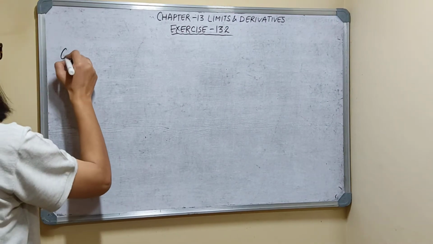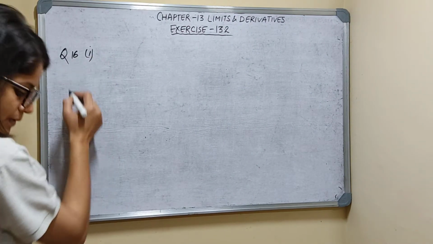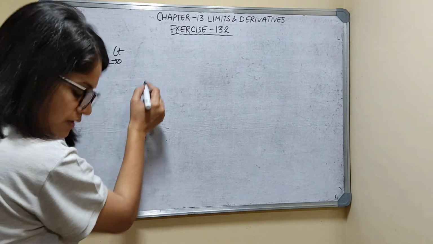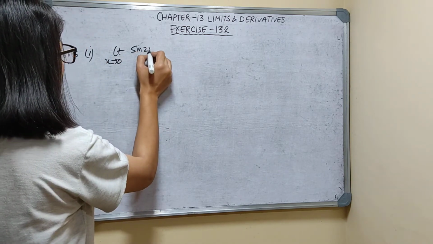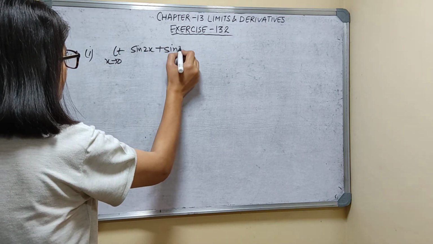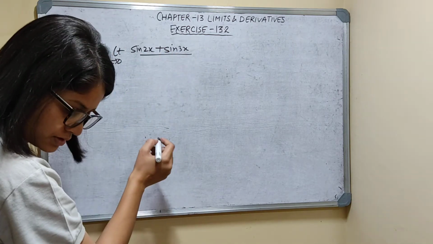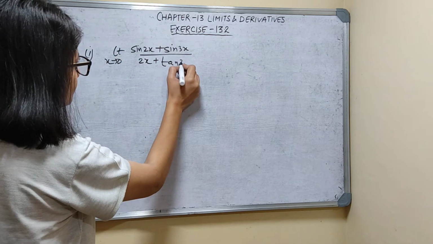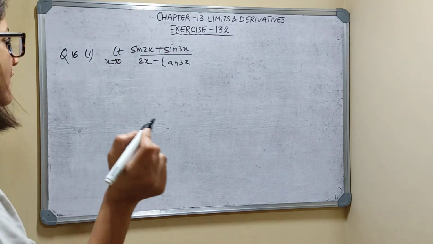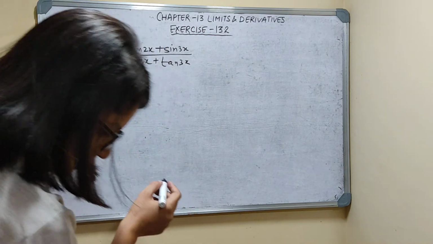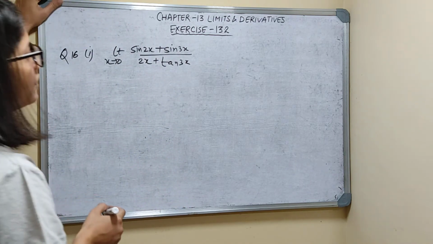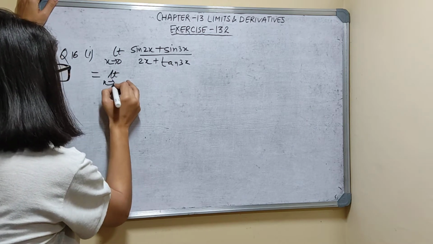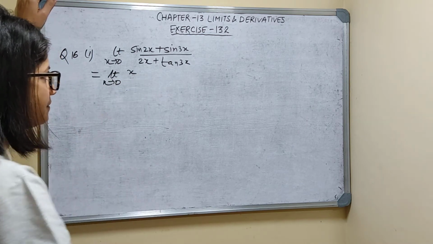Question number 16, first part. You can see limit x tends to 0, (sin 2x + sin 3x) upon (2x + tan 3x). In these types of questions you can take x common. Limit x tends to 0, x is common.